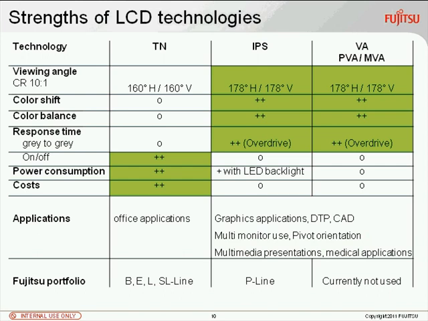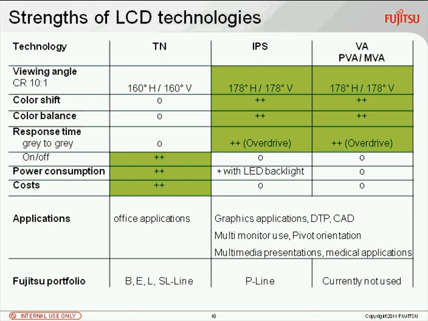Also, cost is different. The cost for the panel itself is between 30 and 50% more, because production is more complex for the high-end panels. So the applications: TN is perfect for office applications. It's also perfect for gaming. For one person sitting in front of the screen, colors are not so critical. You can save money, you can save energy.